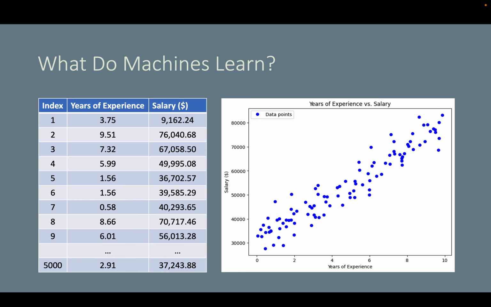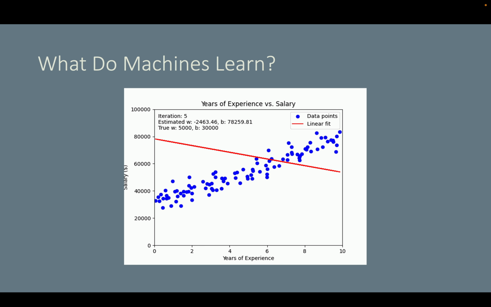At the start, the machine has no clue, so it makes a wild guess, shown by this red line. It randomly thinks this is the relationship between experience and salary. But as you can see, it is not even close. It needs to learn. Here is where the magic happens. The machine starts learning by adjusting its guess.